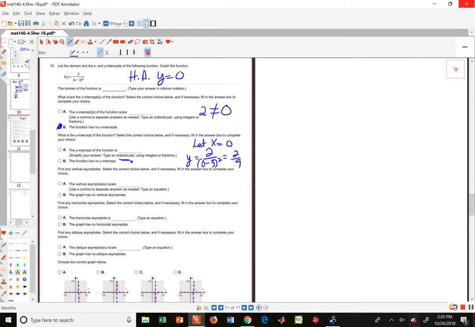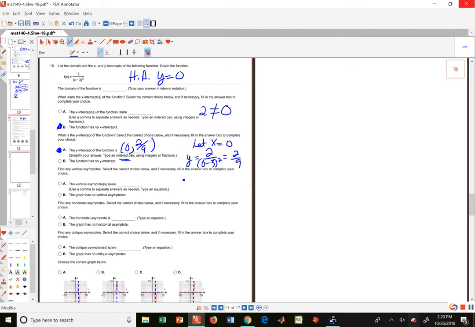It says type an ordered pair. You always have to read their question carefully. So what they're saying is if you plug in a 0 for x, you get a 2/9 back. And you could have done that on your calculator, and we'll do that here in just a second. We'll pull up the calculator.